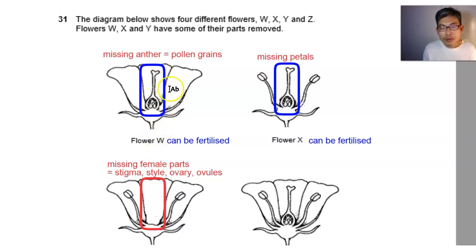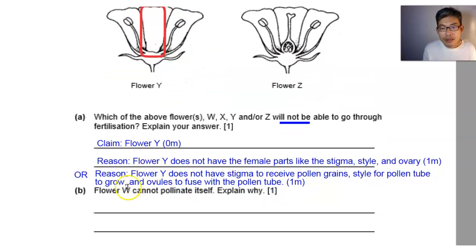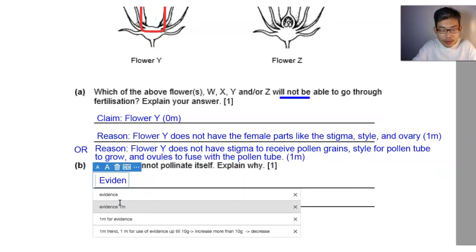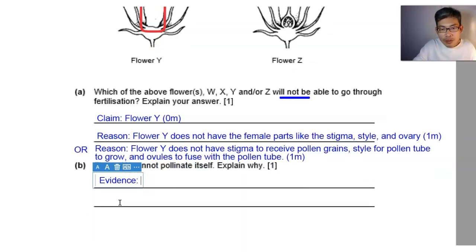Since flower W does not have the anther, it does not have pollen grains to fall onto the body of the pollinator. So therefore, there's no pollen grains that can fall onto the stigma. So in this case, it cannot pollinate itself. Explain why. Let's state our evidence. So we tell the examiner what we know. So flower W does not have the anther.